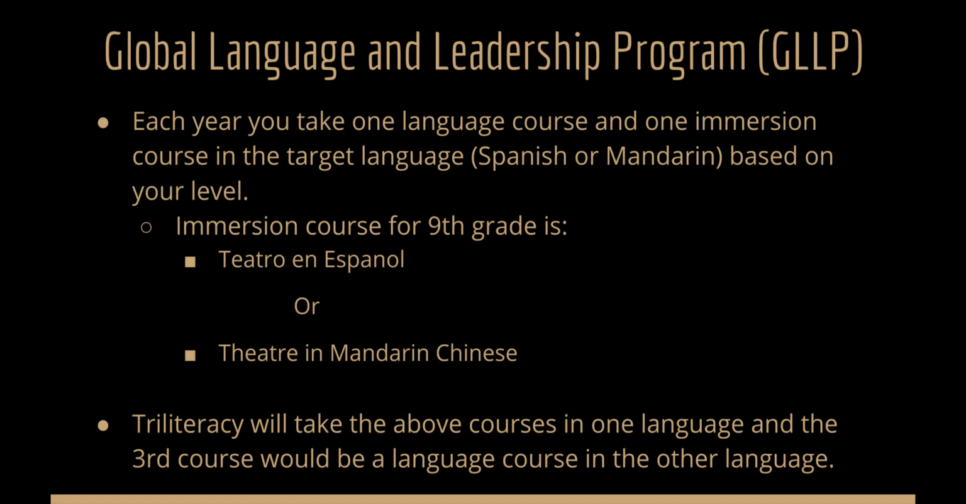If you're a triliteracy student, you will take the above courses in one language and then a third language course in your other language. So if you are a Spanish primary immersion student, you would take the Teatro en Español, Spanish for Spanish speakers 5-6 honors, and then your Mandarin course would be, again, your language course depending on your level.